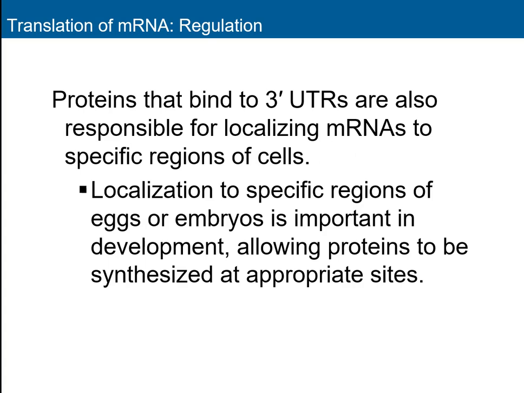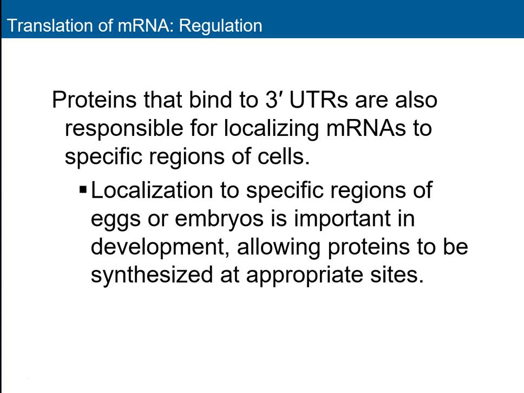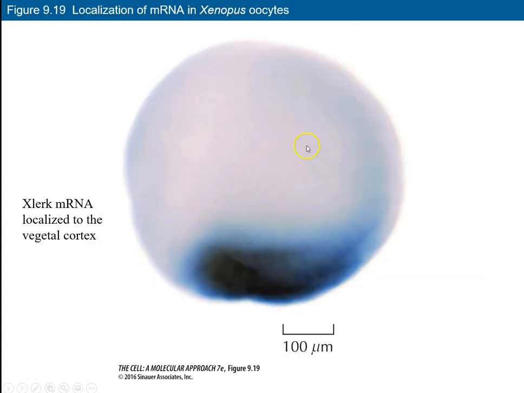And so apparently there are a lot of regulatory proteins involved in this process that will bind to those 3' UTRs. This is just giving you an example, showing a specific type of protein, or an mRNA for a specific type of protein here, localized right here in this vegetal cortex of a frog oocyte. Again, there are many different ones. It's just an example. The binding of certain proteins to the 3' UTR in the mRNA will allow that protein to be localized in a specific area of a cell.